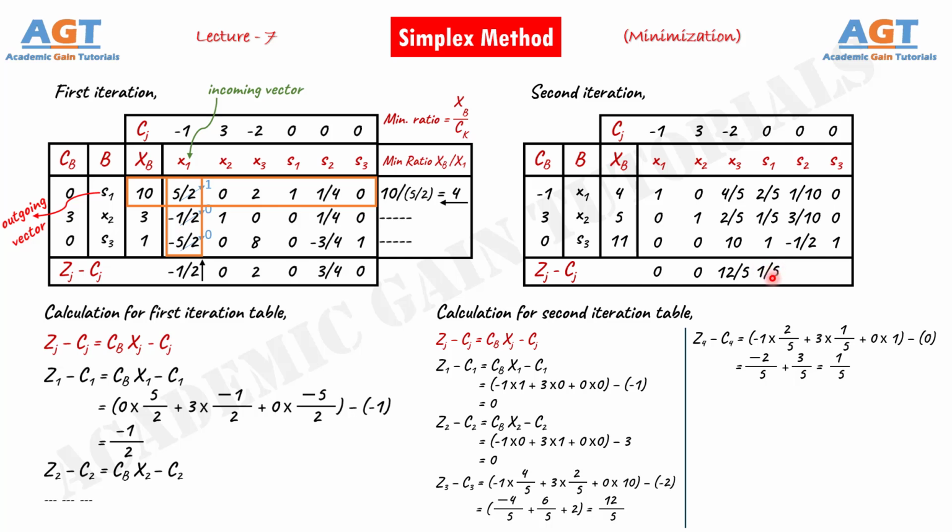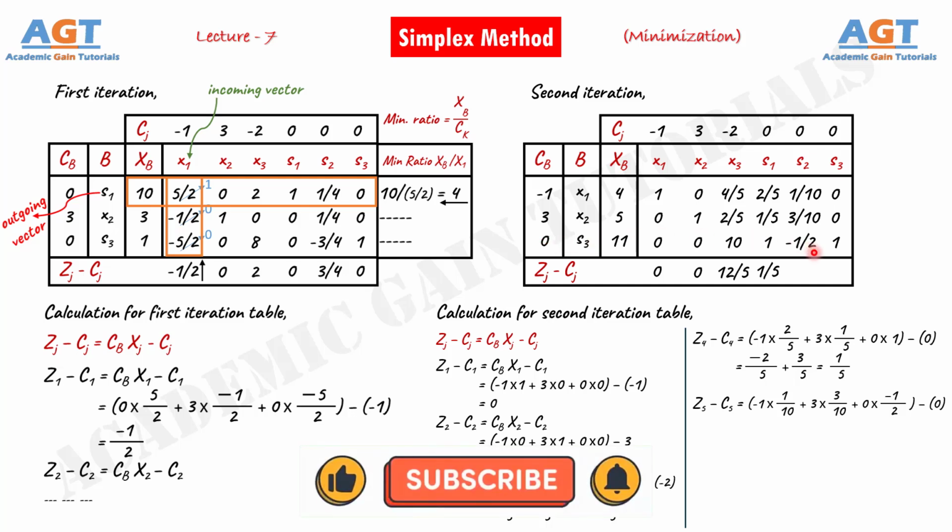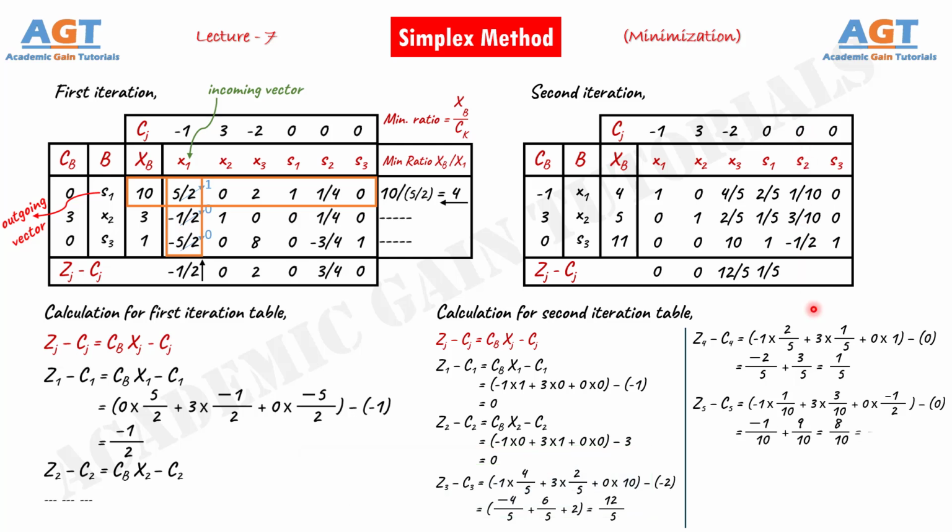For Z5 minus C5, here we will have -1 into 1 by 10 plus 3 into 3 by 10 plus 0 into -1 by 2 minus the value of C5, which is 0, and finally the value of Z5 minus C5 will be 4 by 5. So, in this row, here we will write 4 by 5.